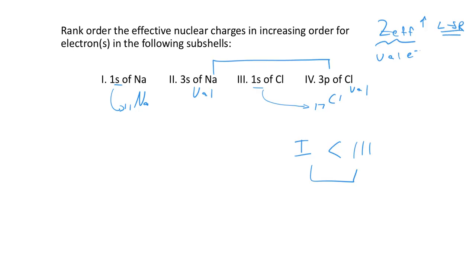This is where we get our periodic behavior. This is why the left side elements lose electrons readily, because they have a lower effective charge, and then the right side elements have a higher effective charge. They're smaller, they hold on to their electrons, and it takes more energy to remove their electrons as a result. And so then we get a slight increase of the effective charge from top to bottom.